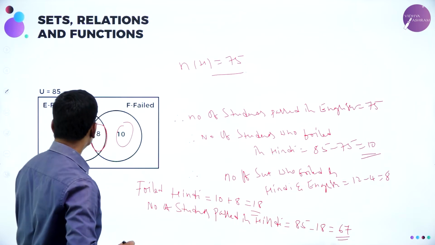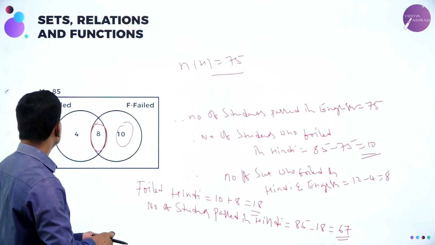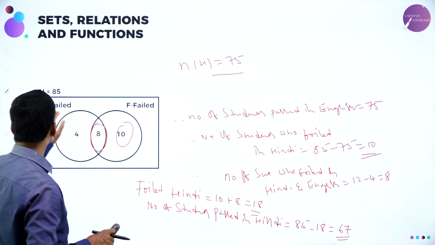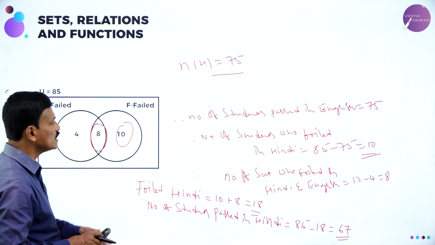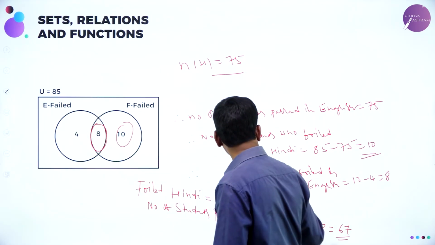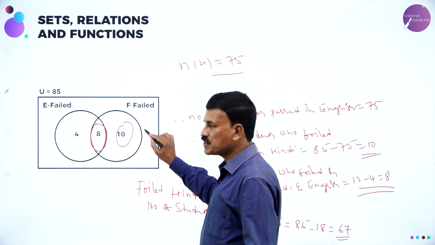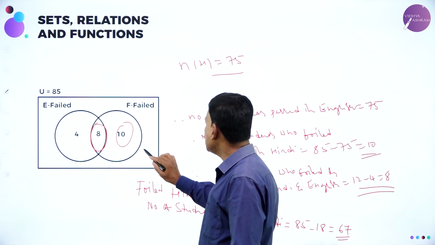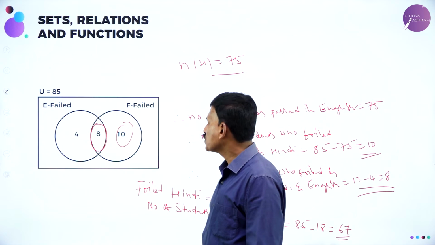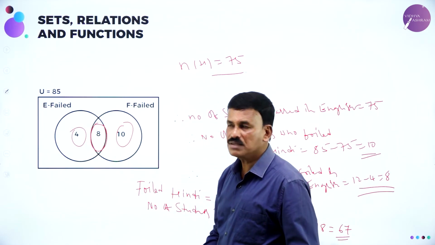Okay. So this can be represented in a Venn diagram. Only who failed in English is 4. The number of students who failed in both English and Hindi is 8. The number of students who failed only in Hindi is 10, and the number of students who failed in English is 4. So this is how we are going to represent them in a Venn diagram.